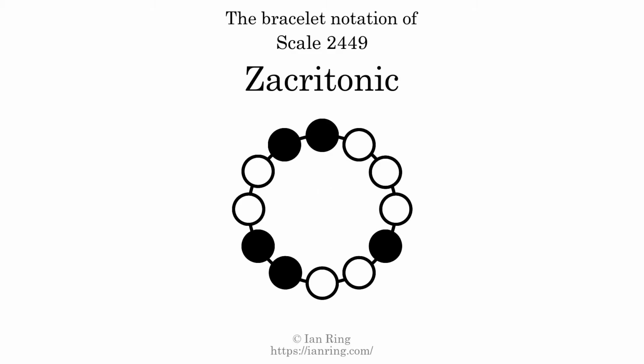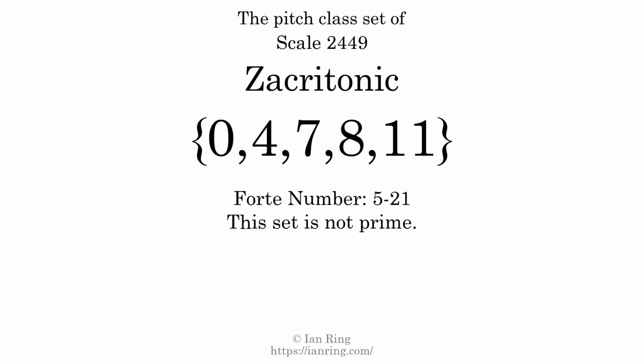This is a bracelet notation diagram of scale 2449. The shaded circles represent tones that appear in the scale, and they are read clockwise, starting at the top. The pitch class set for this scale is 0, 4, 7, 8, 11. The fault class is 521. This set is not prime.